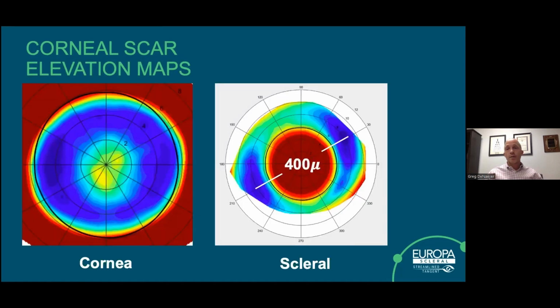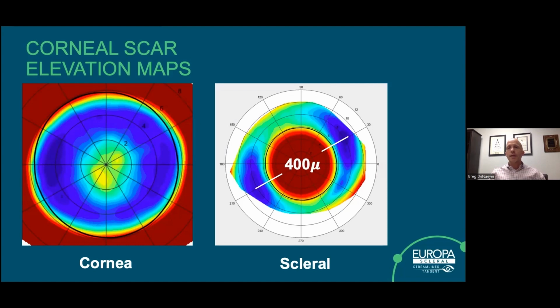These are her elevation maps of both her cornea and her scleral surface. To the left, we have her cornea, which really shows mild to moderate irregularity and certainly matches what we might expect to find with her best corrected spectacle acuity of 20/60. To the right is her scleral elevation map. The center red circle is actually her cornea that's demarcated by that black circle, and we're going to ignore that.